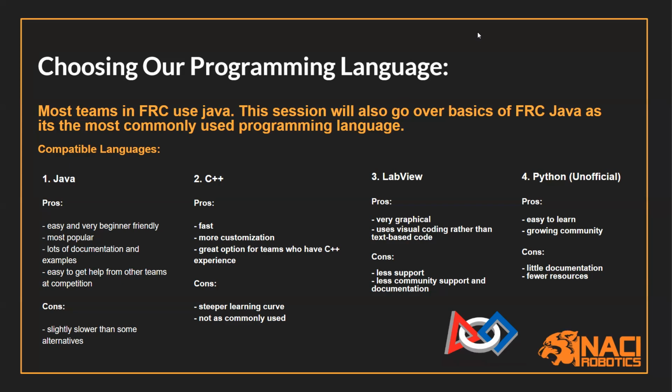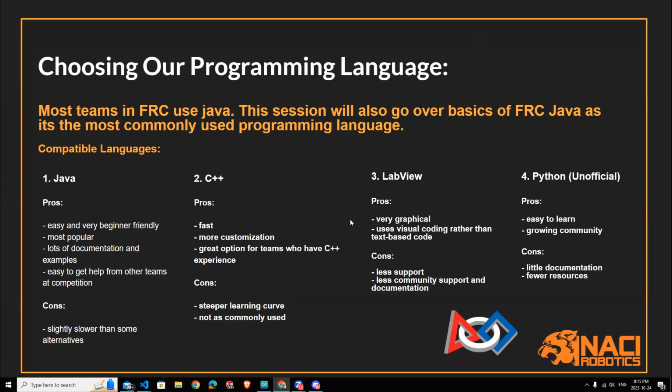The second most popular option is C++, and the pros that come with this are that it's faster, it's also more customizable, and it's a really good option if your programmers already have some experience in C++. But if you're a new team, the biggest downside is that the learning curve is just a lot steeper. It's something that you have to spend more time learning, and you need a lot more practice. It's also not as common, so you might not find a team that's also using C++. Based on a statistic I read a while back, I think anywhere between 60 to 70% of teams use Java. So you're probably better off using that if you still need the support from other teams.